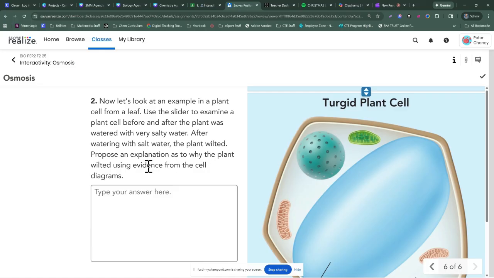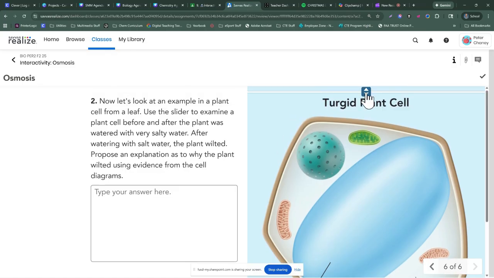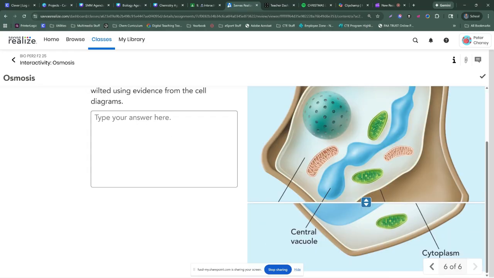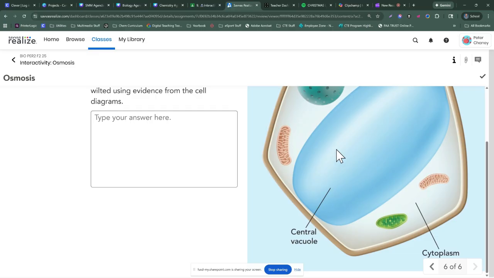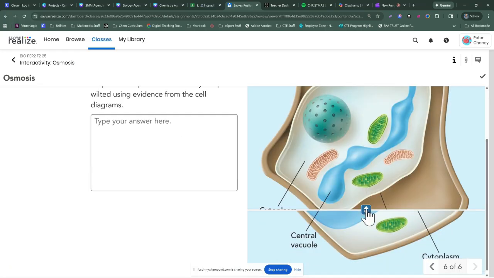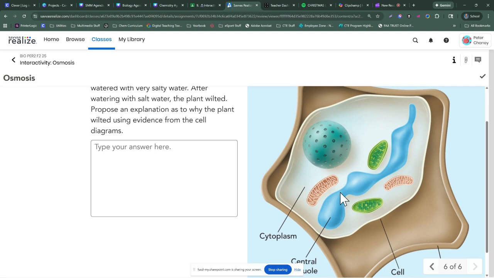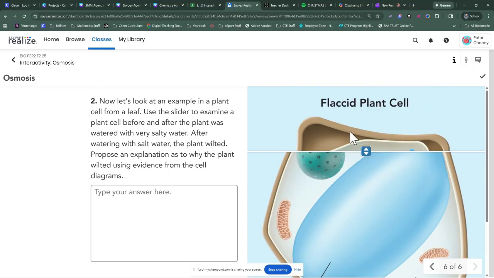Okay, so this is before the salt water, this is the after salt water. So you can see that the central vacuole, the storage water of the cell, shrunk considerably when you actually use salt water. That's because salt actually draws water out of things. So you want to answer based on that diagram right there. Okay, and that's that. That is the interactivity osmosis.